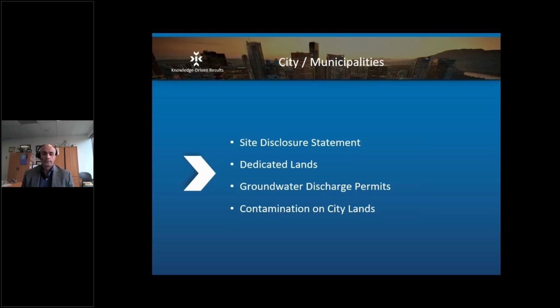Contamination on city lands varies from city to city. The Contaminated Sites Regulation states that for city roads, industrial standards are applicable. Depending on the city you're working in, they may have their own policies in place that you need to consider as well. Next slide, please.